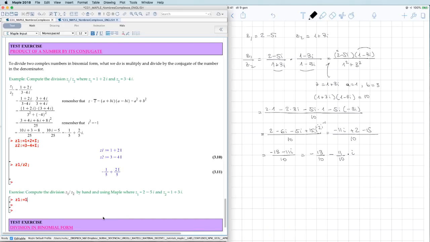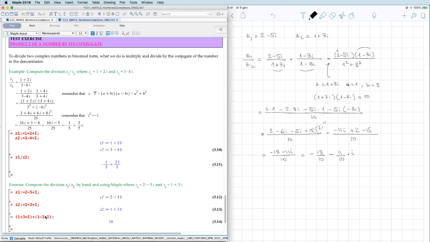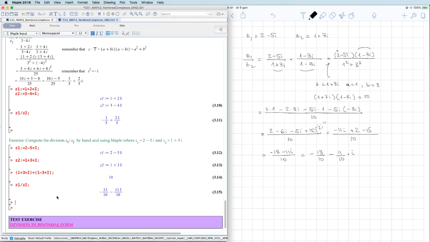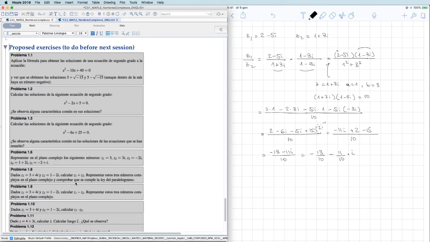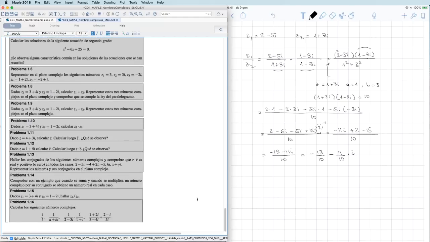So let's check it. So we have Z1, 2 minus 5i, Z2, 1 plus 3 times i. Now we can check that 1 plus 3i times its conjugate is indeed 10. A number times its conjugate is the square of the real part plus the square of the imaginary part. And now we can do the division, z1 over z2, and we get the result that we expected. So now that we have done these exercises, you can move to do the division in binomial form. And afterwards, you can try to do these exercises. These are exercises from 1 to 12. And then if you want, you can also do from 13 to 16.